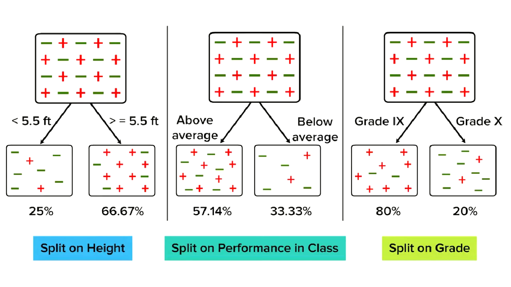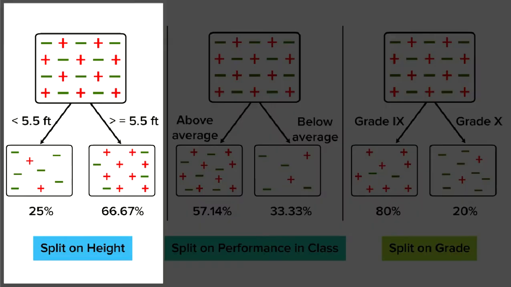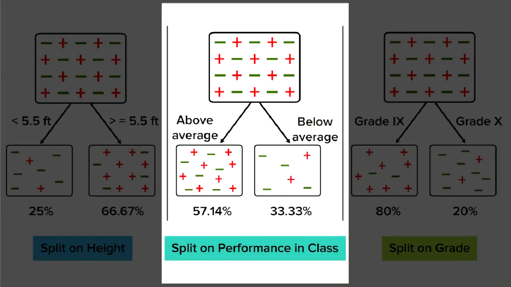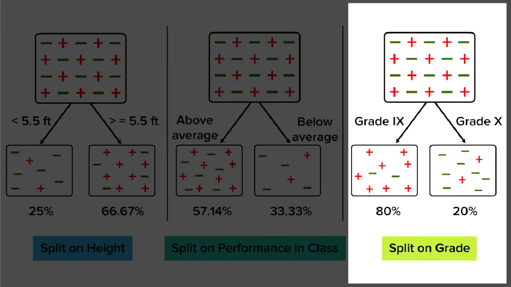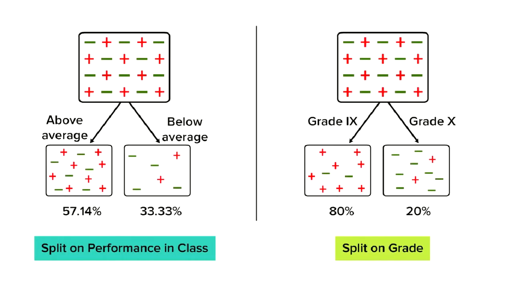Let's look at these calculations using our model that predicts whether a student will play cricket or not. To refresh our memory, we had a total of 20 students, out of which 10 played cricket, and we split this data based on height of the students, their performance in the class, and the grade they belong to. Consider these two splits to understand how Gini impurity works.